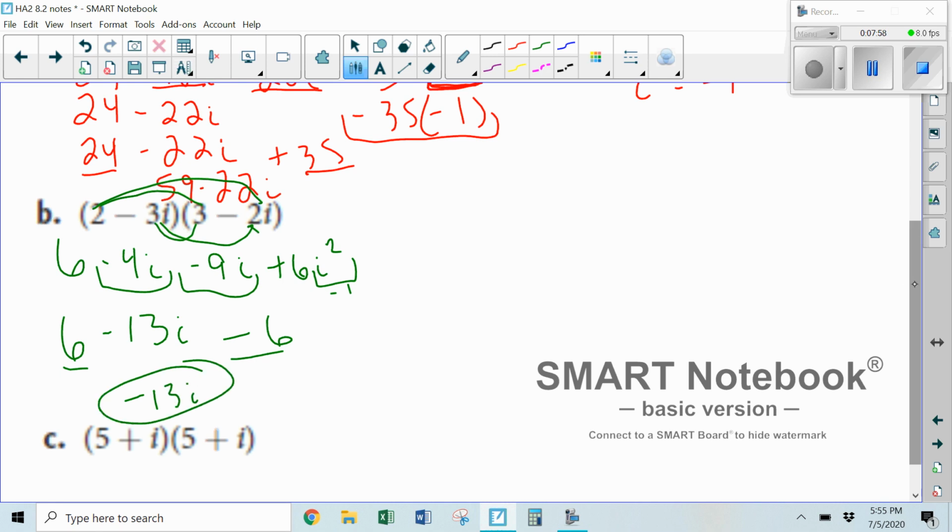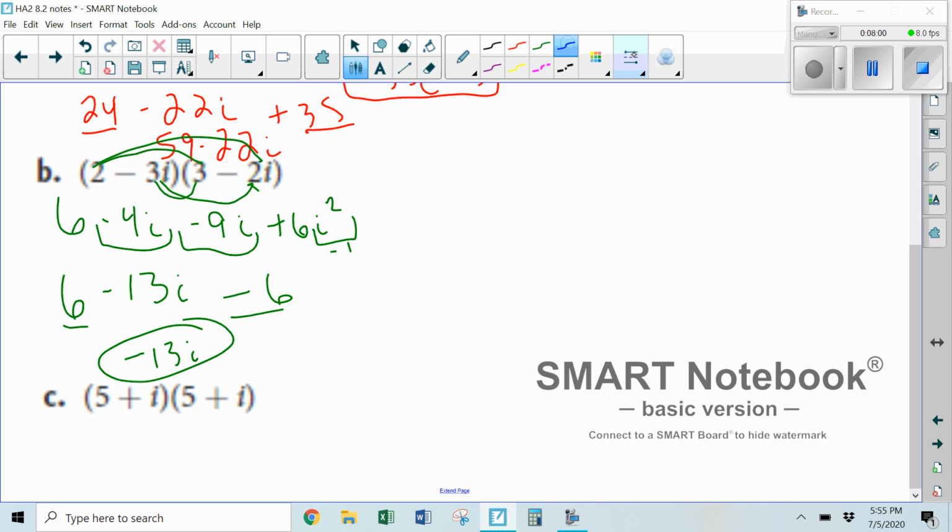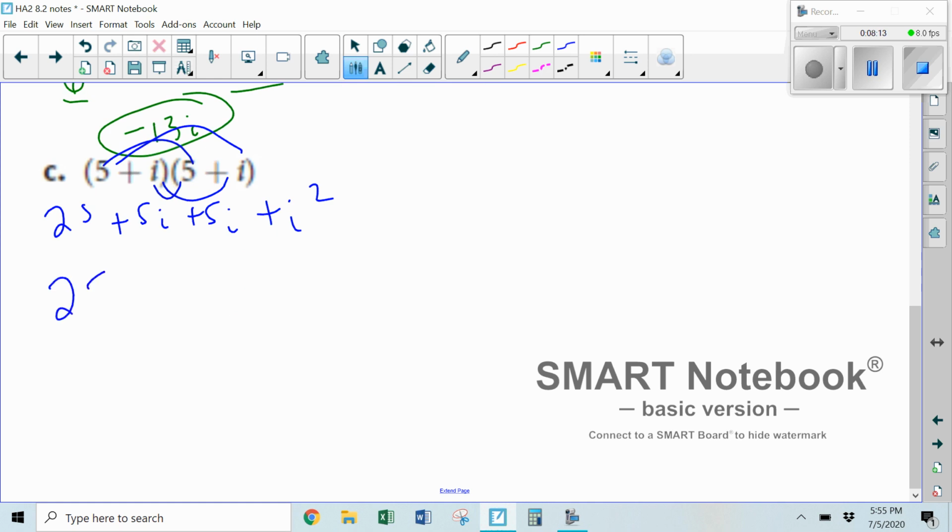Okay, why don't you try the last one? Pause the video. Okay, here we go. So this is going to be 25 plus 5i plus 5i plus i squared, which is 25 plus 10i minus 1. So 24 plus 10i. And again, don't combine those, leave them the way they are. Okay, so multiplying should make sense now.